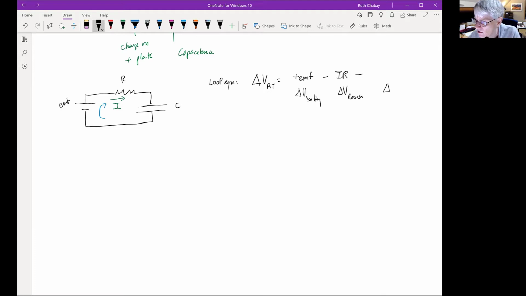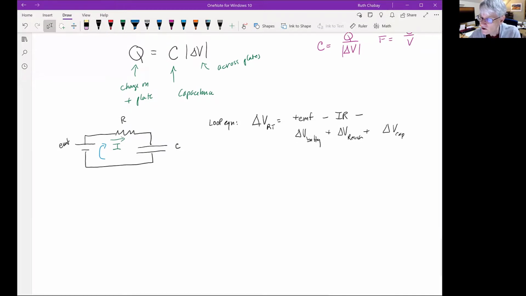Now we need the potential difference across the capacitor, and we can write that in terms of this capacitance. Since Q is C delta V, we can write delta V across the capacitor as just the amount of charge on one plate divided by the capacitance, equals 0.